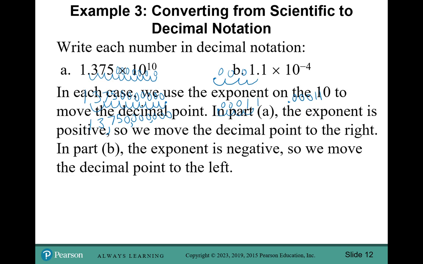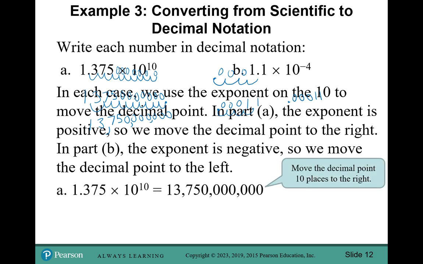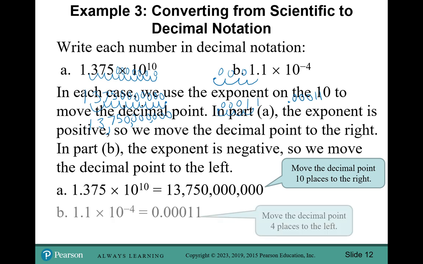Now in each case we use the exponent on the 10 to move the decimal point. In part A the exponent is positive, we move the decimal point to the right. In part B the exponent is negative, so we move the decimal point to the left. As we could tell, that's exactly what we did to get our answers. We got the exact same answer for A by moving our decimal 10 places to the right. And we got the exact same answer for B by moving our decimal 4 places to the left.